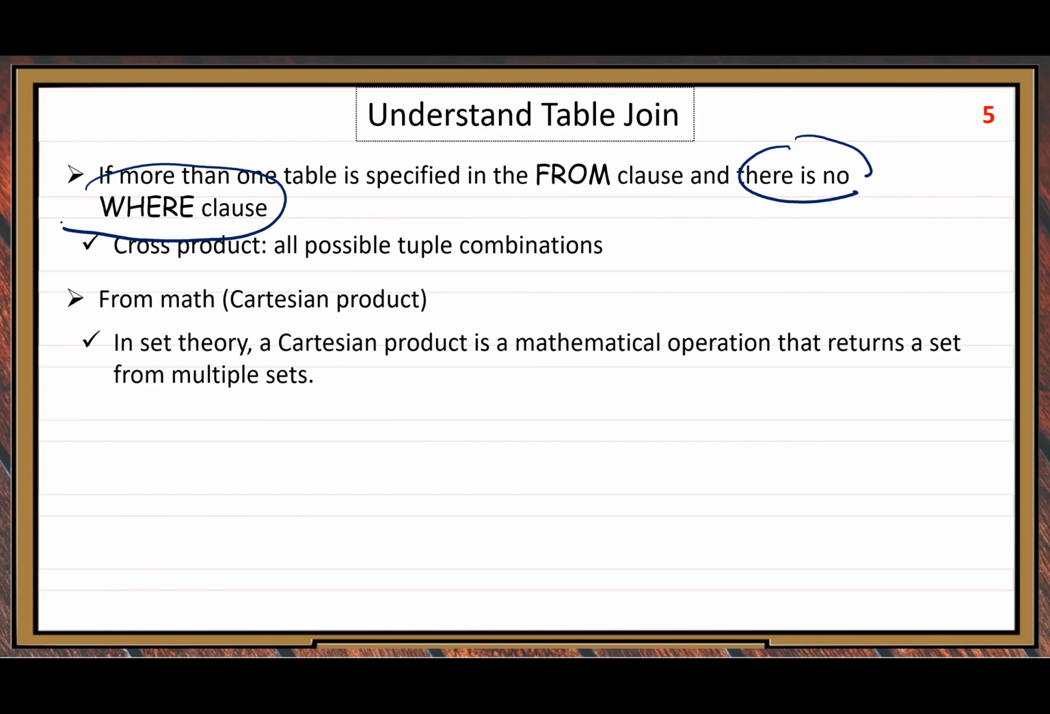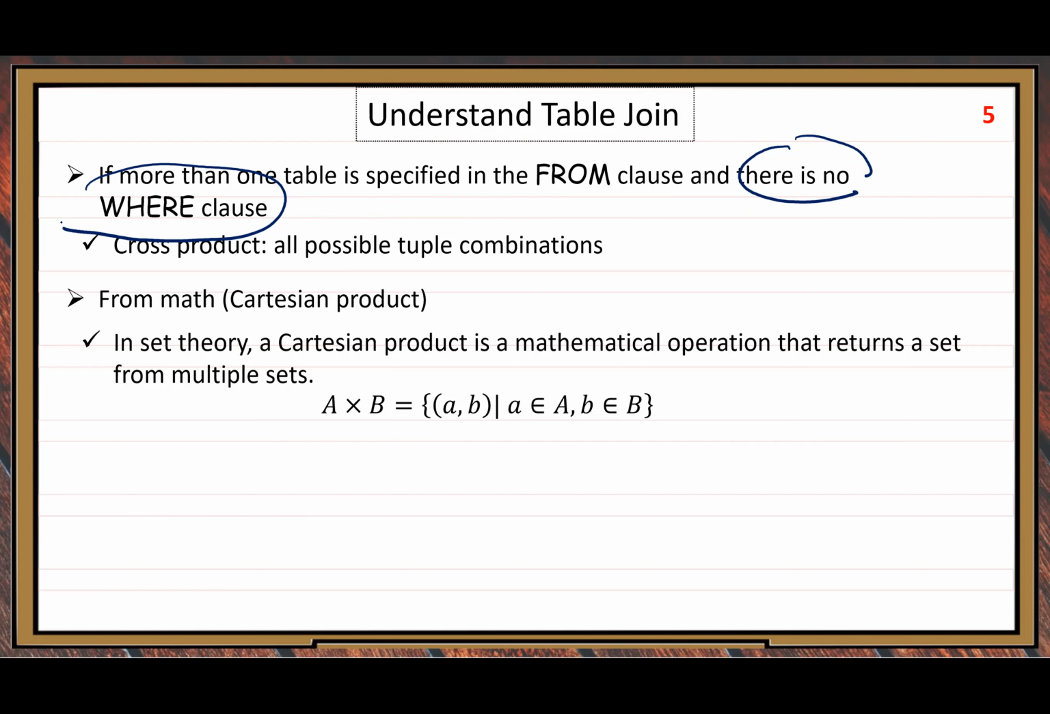In set theory, a Cartesian product is a mathematical operation that returns a set from multiple sets. Here, let us consider two sets, and we do a Cartesian product to get a new set. So the notation is like this: A cross B, the Cartesian product, equals a tuple.